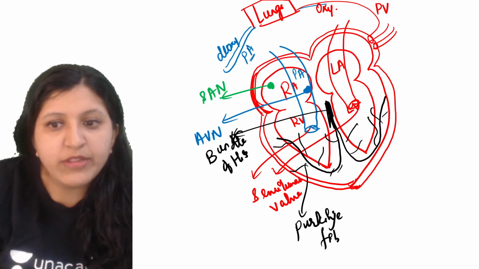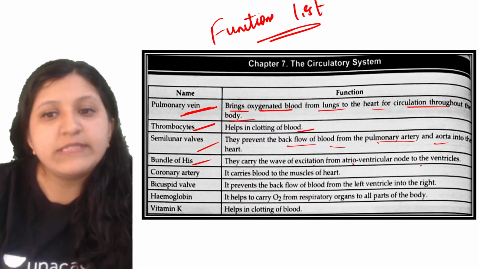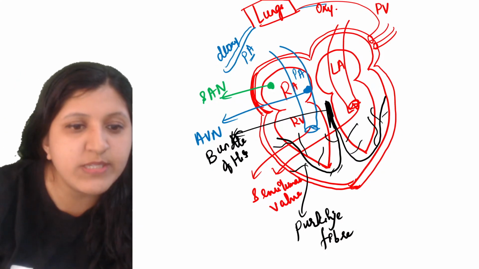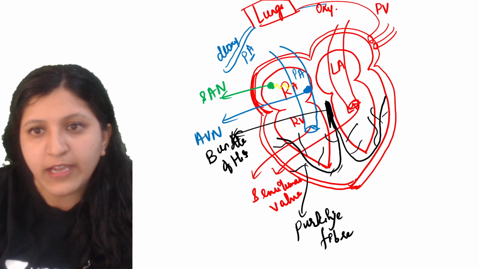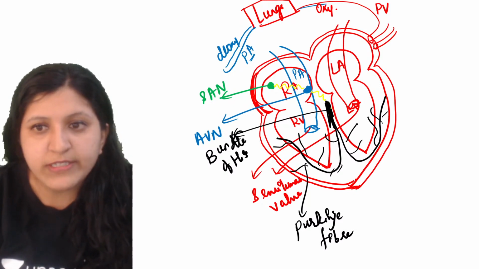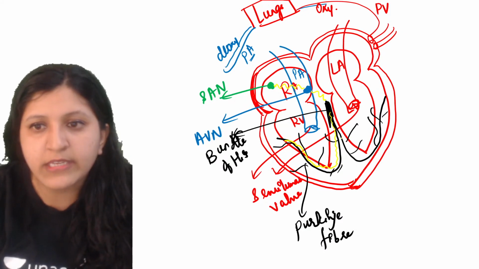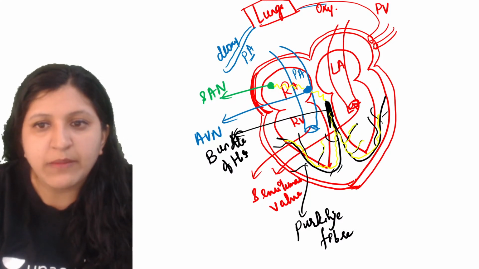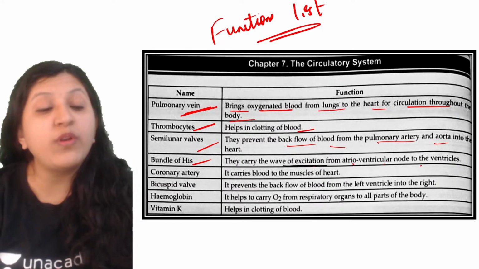Okay, so with respect to this you can see that the bundle of His carries the wave of excitation. So where exactly is the wave moving? It moves from the SAN to the AVN, from the AVN to the bundle of His, then from the bundle of His it divides to the right side and to the left side, then through the Purkinje fibers the excitation will occur. Okay, so now the next one is the coronary artery.